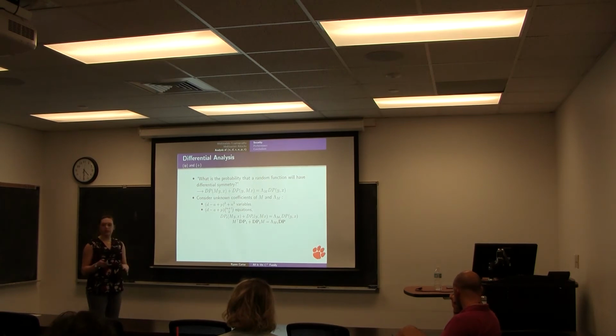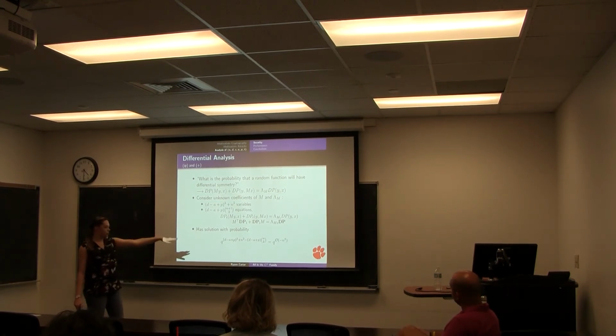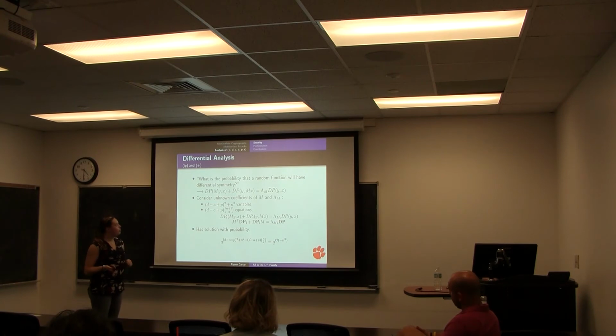And so that tells us how many variables and how many equations, and then we would set them equal to each other. So this equation has a solution with this probability. Pretty low. So this should give us some hope that when we have all of our modifiers, we're not going to be introducing some symmetry.